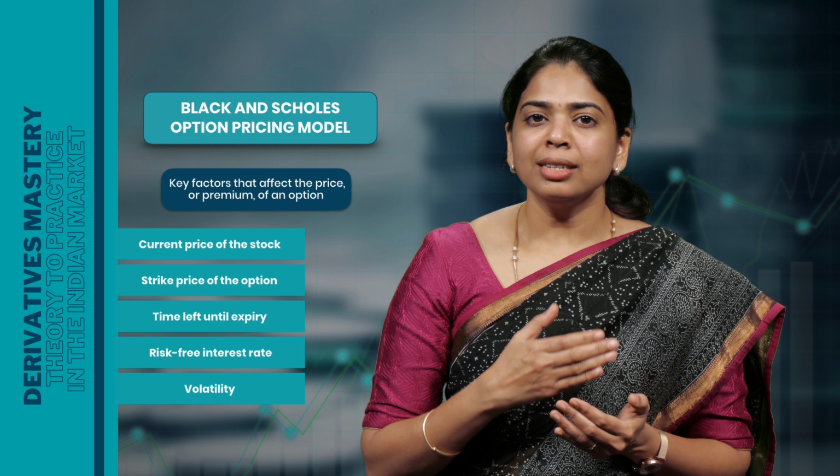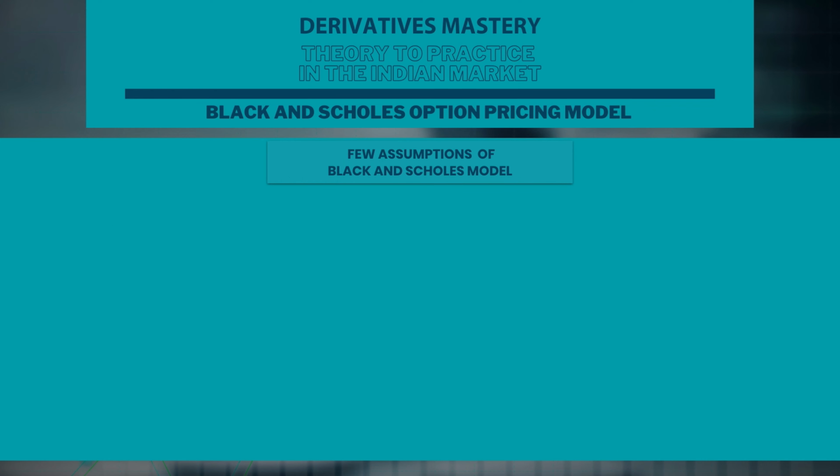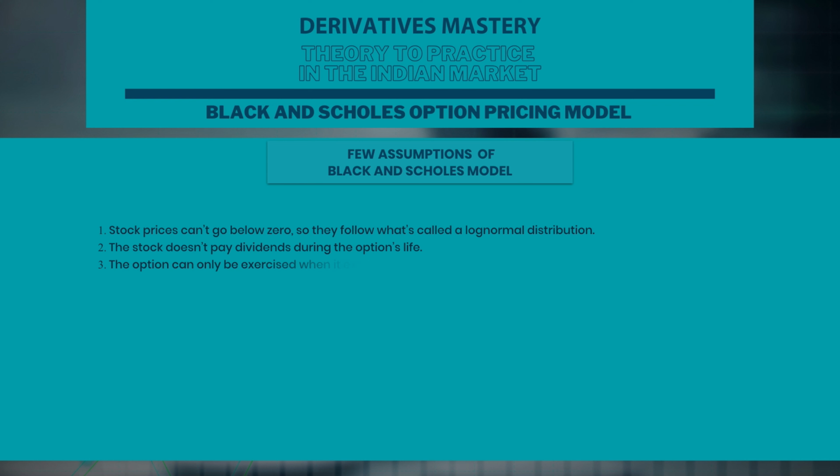Now, the Black and Scholes model is built on a few assumptions. The first assumption is that stock prices can't go below zero, so they follow what's called a log normal distribution. The second assumption is that the stock doesn't pay dividends during the option's life. The third assumption is the option can only be exercised when it expires, which works well for European options but not so much for American options.